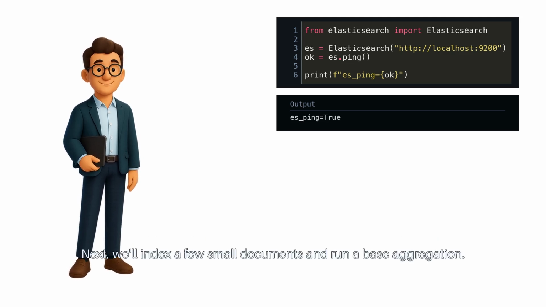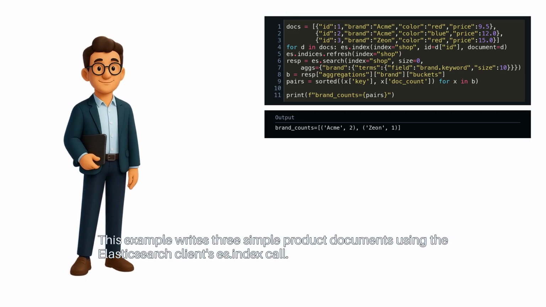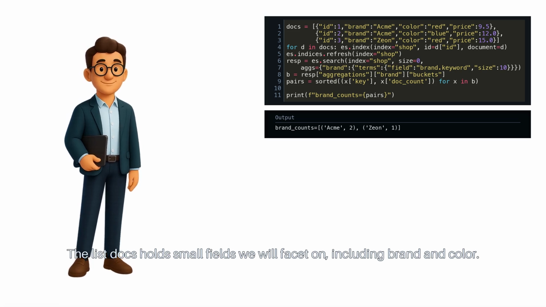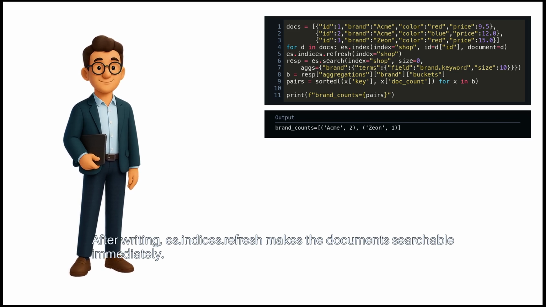Next, we'll index a few small documents and run a base aggregation. This example writes 3 simple product documents using the Elasticsearch client's es.index call. The list docs holds small fields we will facet on, including brand and color. After writing, es.indices.refresh makes the documents searchable immediately.